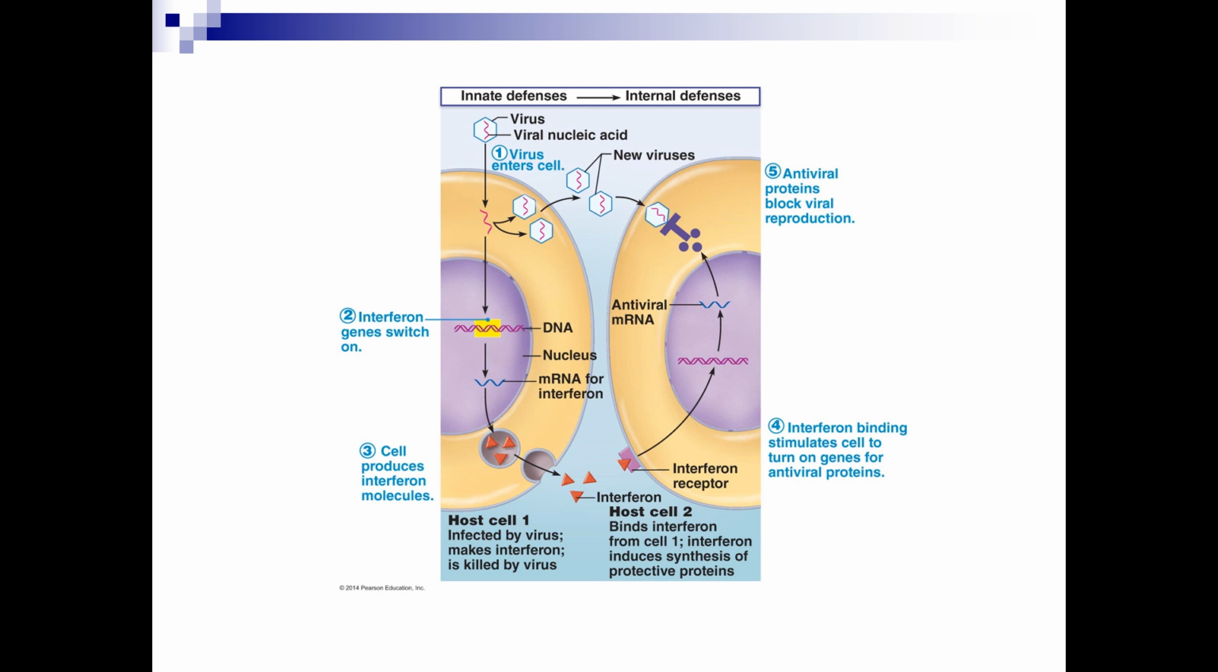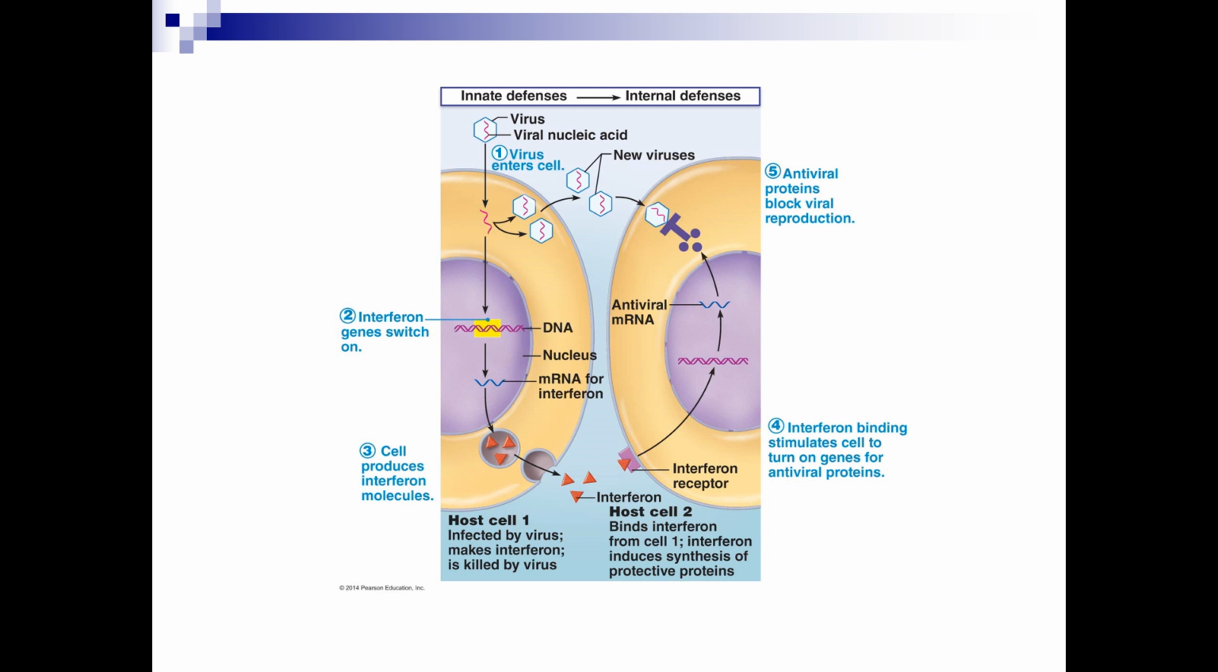So once the host cell becomes infected with the virus, as the viral DNA becomes incorporated into our DNA, it triggers the production of, or turns on the genes for, interferon production. So here's the messenger RNA. So we transcribe the gene for interferon, and then we translate it, and we produce interferon molecules, which we package and secrete to the interstitial fluid, to our surrounding cells. So it makes the interferon, and the host cell then is ultimately killed by the virus.